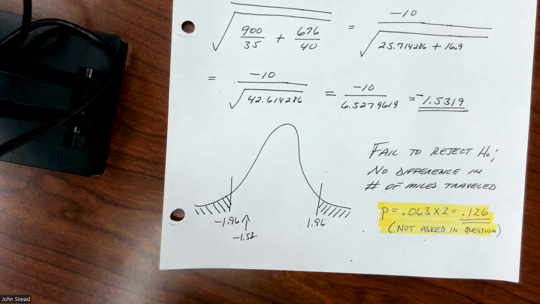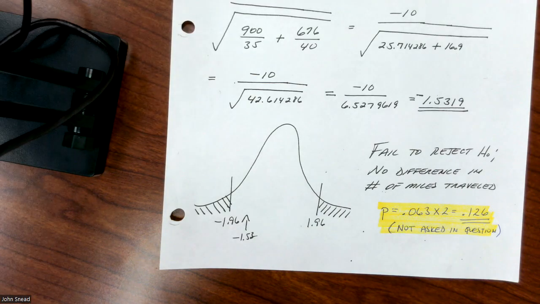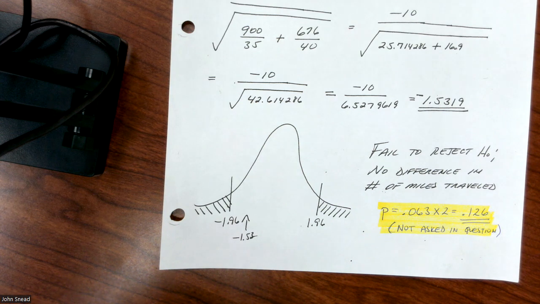So again, this is how you do the Z-test, when assuming the population standard deviation is known. So this is Z for two independent groups. Hopefully this helps, and we'll have another video posted shortly.